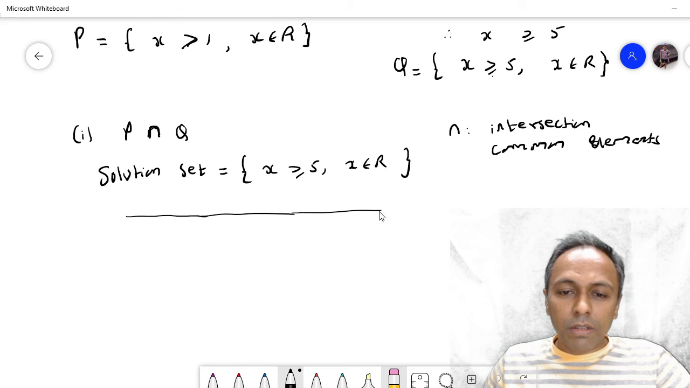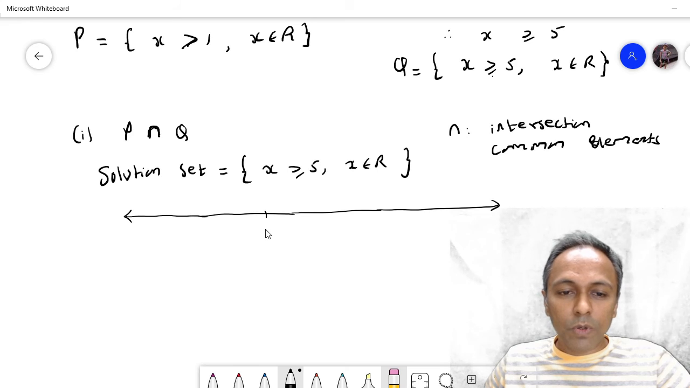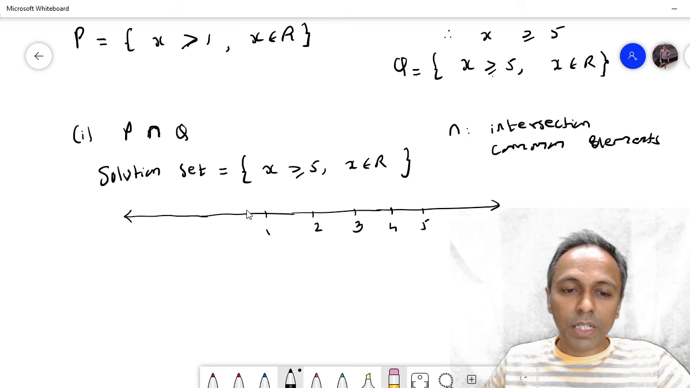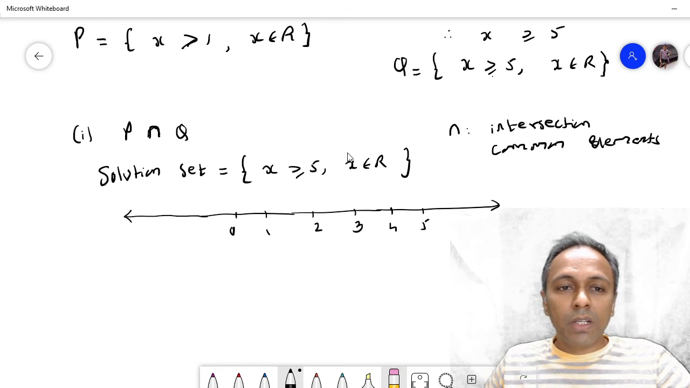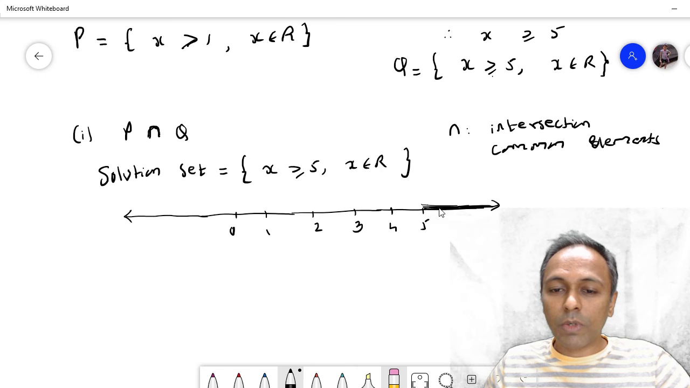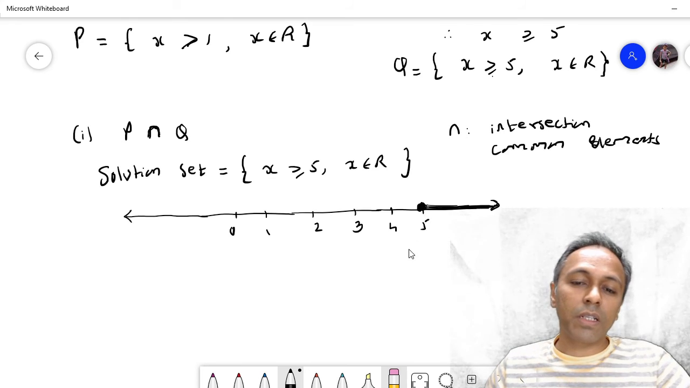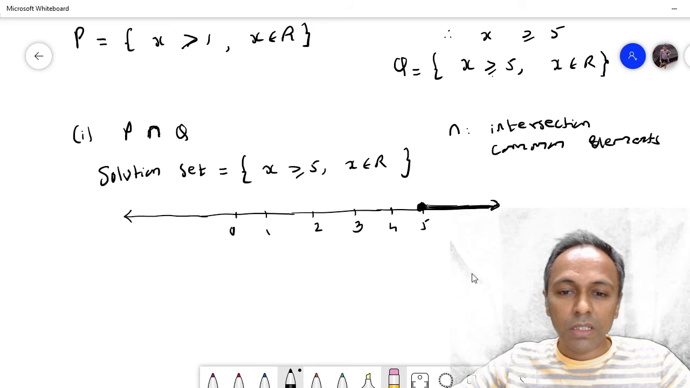We'll be redrawing the same similar thing. Let's mark some points, 1 2 3 4 5 and say 0 here. Now when you have x greater than 1 and x greater than or equal to 5, our job is to highlight the common region, which is x greater than or equal to 5. Because 5 is also included, do not forget to make a filled circle here. This is your answer.